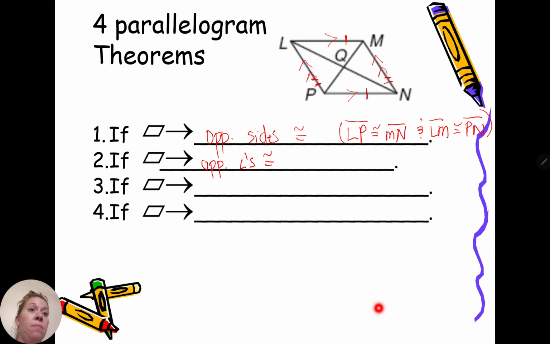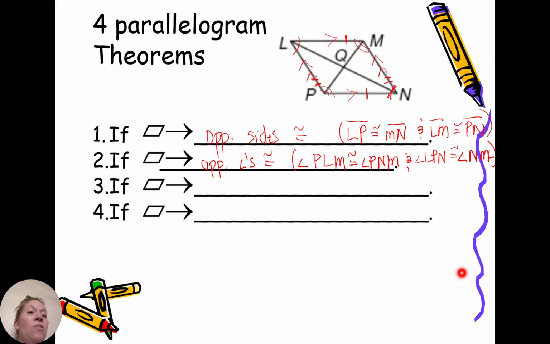If it's a parallelogram, we can say angle PLM is congruent to angle PNM, and angle LPN is congruent to angle NML. So opposite angles are congruent. All right, so we got opposite sides congruent, we got opposite angles congruent.